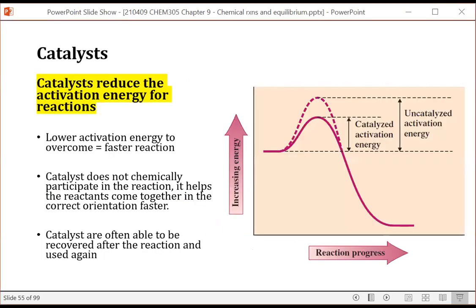So catalysts reduce the activation energy for chemical reactions. And by reducing the activation energy, overall, you get a faster reaction. So the catalyst doesn't chemically participate in the reaction. It's not part of the reactant and it's not part of the products. It just helps bring the reactants together in the right orientation, the right collision, so that the energy it takes for them to have a reaction is a little bit lower. And again, catalysts are often able to be recovered after the reaction and then used again or recycled.